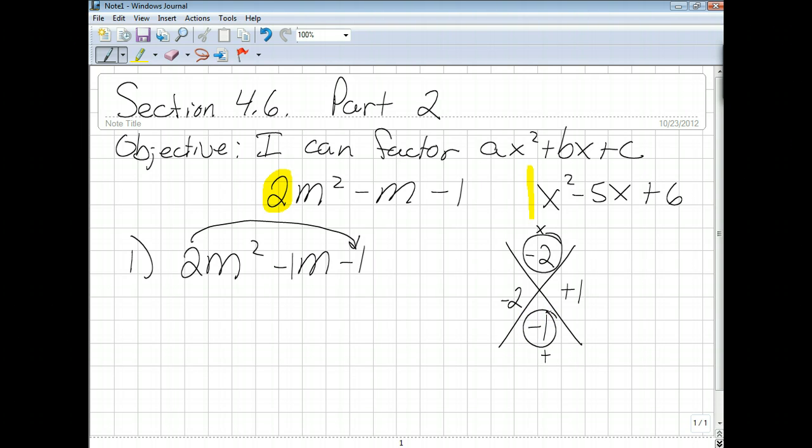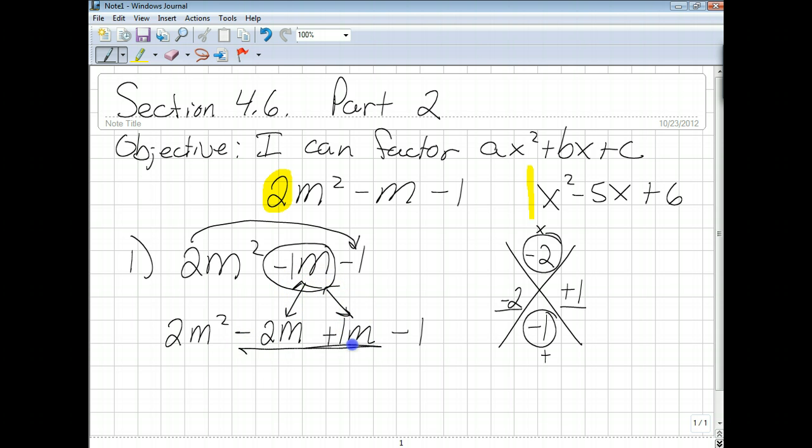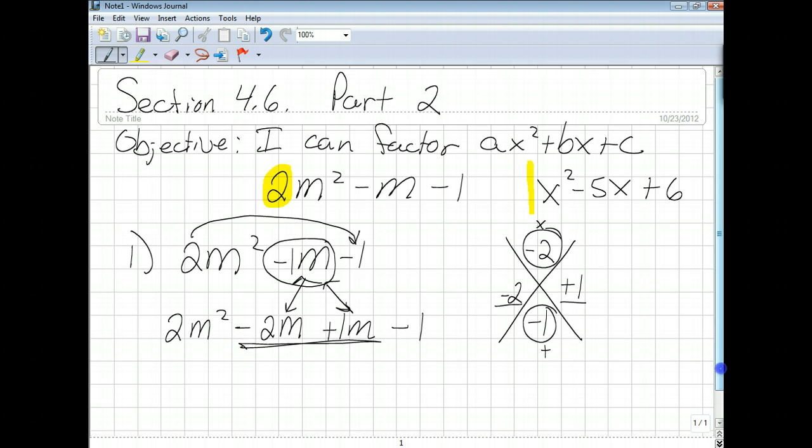1. Now, here's the second thing that's different. This negative m came from adding these two together. So now we just put back what it was. So we do 2m squared minus 2m plus 1m minus 1. So if I add these two together, it's still negative 1m. So I haven't really changed anything.